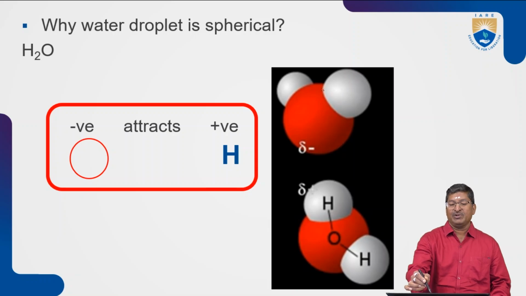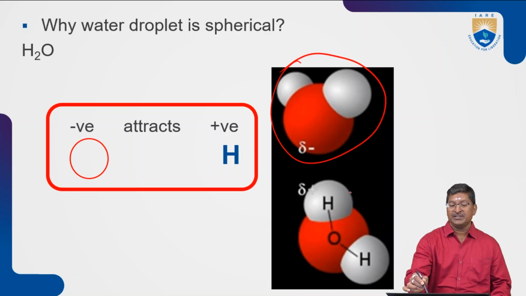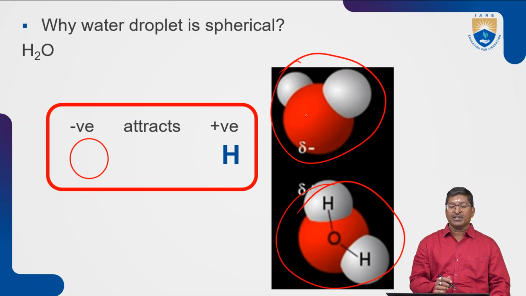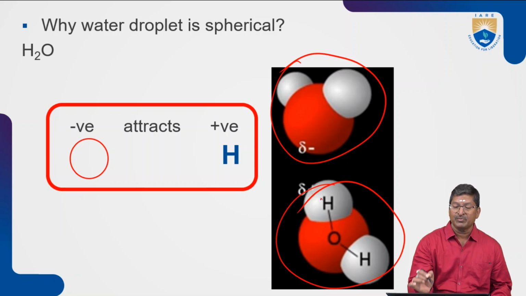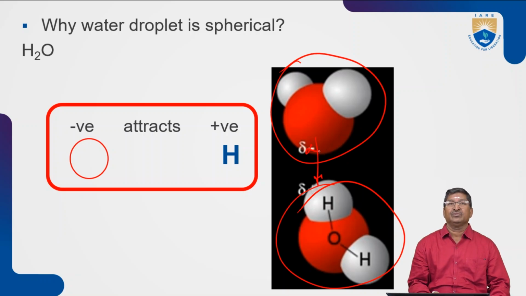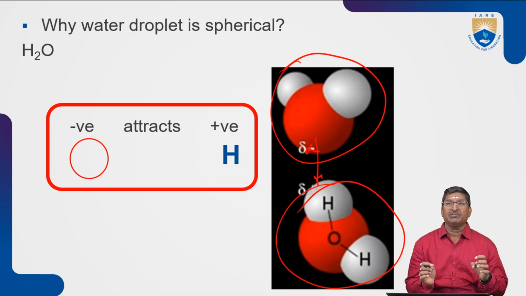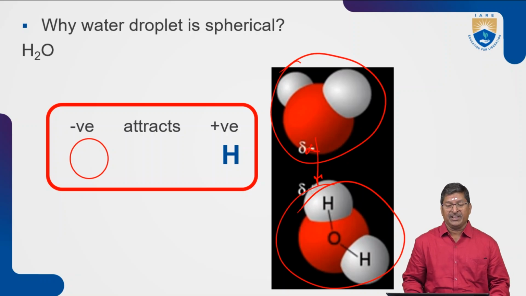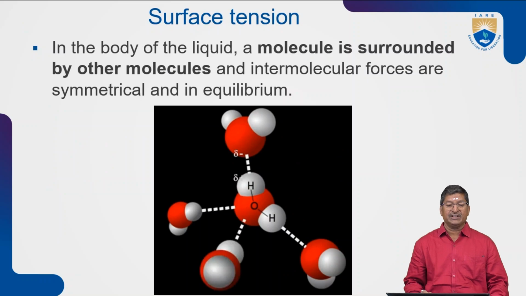This is one water molecule. This is another water molecule. Oxygen will have negative polarity, and hydrogen will have positive. In addition to these hydrogen molecules, this molecule and that molecule will have attraction, positive and negative. So what will happen? All the molecules try to come closer. That's why we can see the water droplet is spherical in shape.